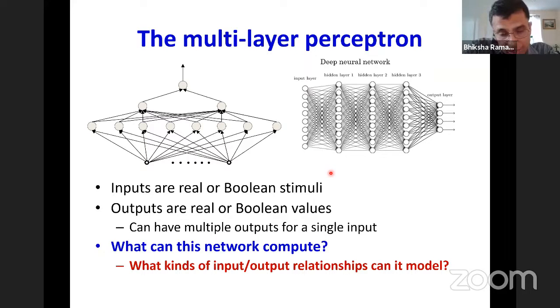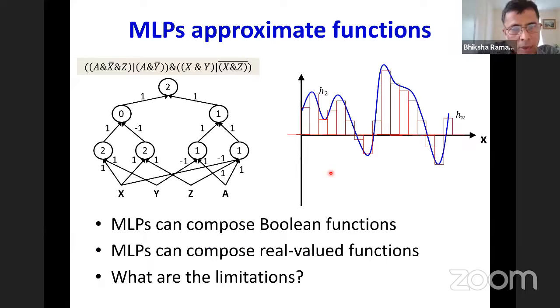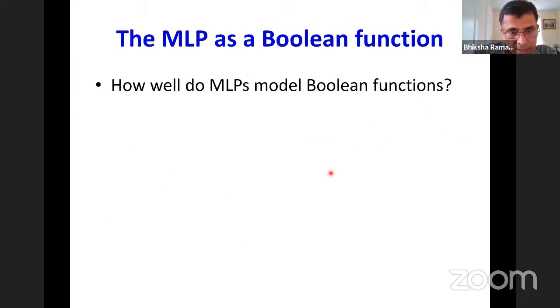The question we're going to address in the next hour or so is, what kind of functions can this network compute? What kind of input-output relationships can it model? We've already seen that an MLP can compose Boolean functions, any Boolean function. It can compose real-valued functions. It can compose classification boundaries, decision boundaries. So what are the limitations? Let's look at the Boolean functions first. How well do MLPs model Boolean functions?